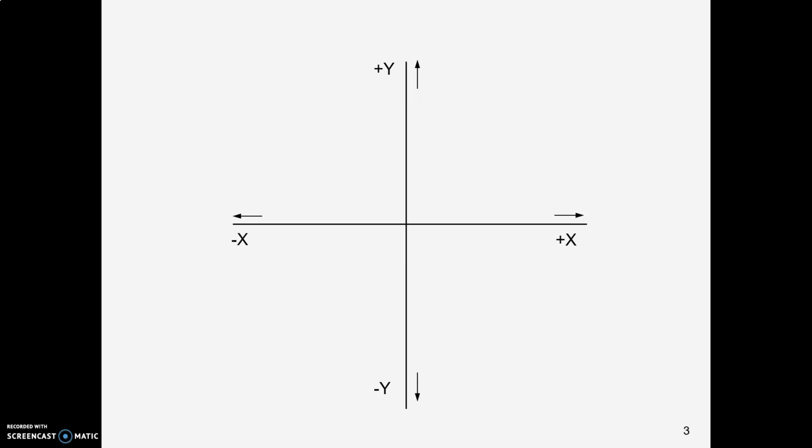And just a reminder about positive and negative. Those are really important when you're adding up X's and Y's. So remember this number line thing, that on the x-axis, positive is things going to the right, negative is things going to the left. On the y-axis, positive is things going up, negative is things coming down. Make sure you always look for that.